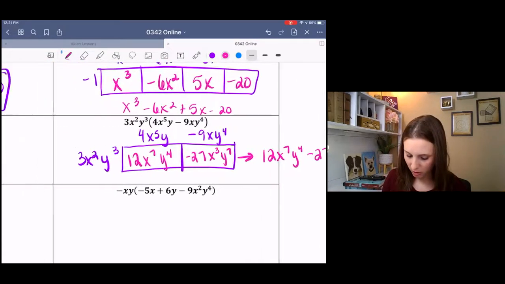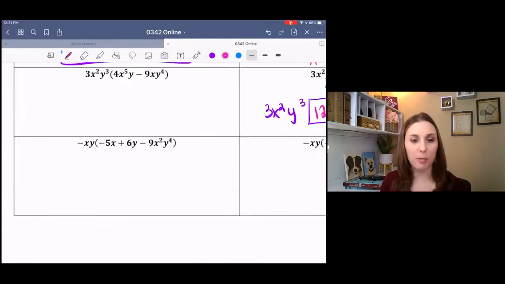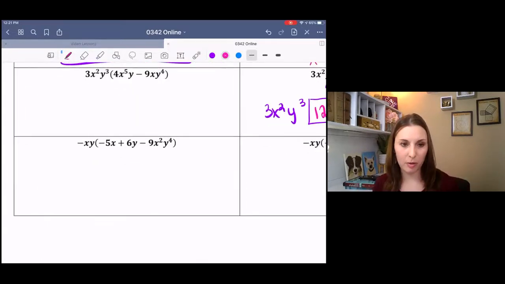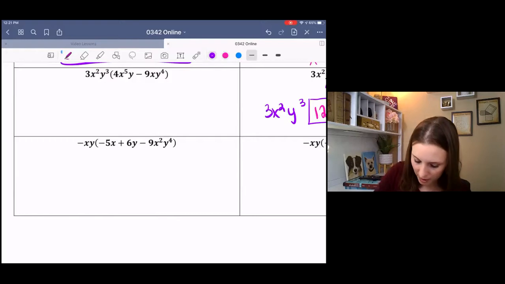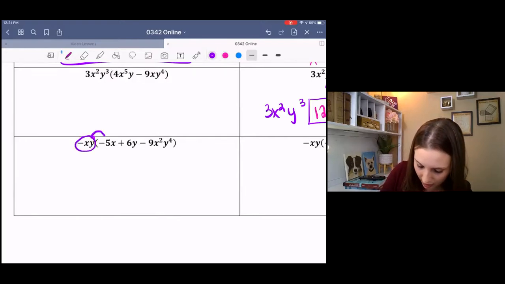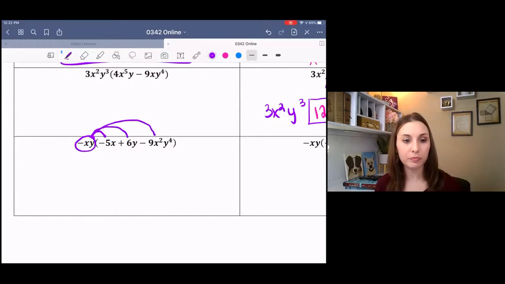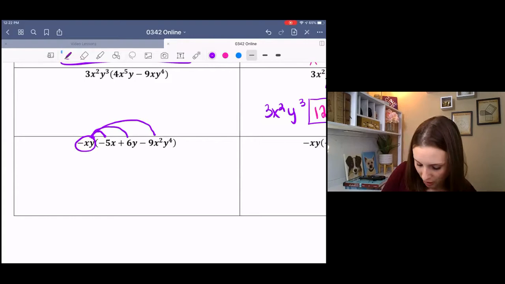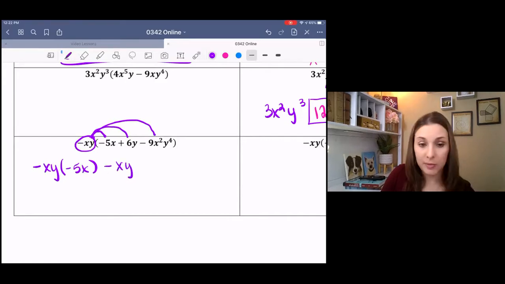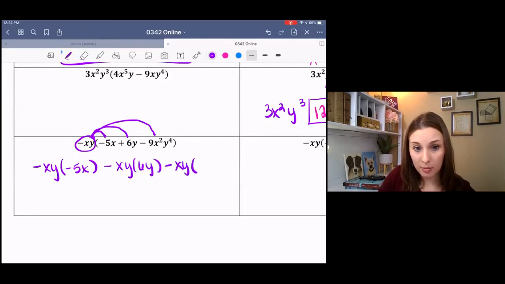This next one I'll do using the umbrella, the distributive property, instead of the box. That way you have a little bit of both. I am taking negative xy and distributing it to each term. So I'm going to actually write this out just to make it a little bit easier on my eyes. Negative xy times negative 5x, negative xy times 6y, negative xy times 9x squared y to the 4th.